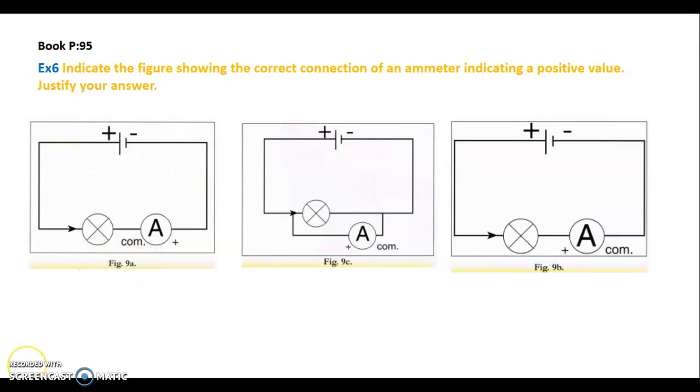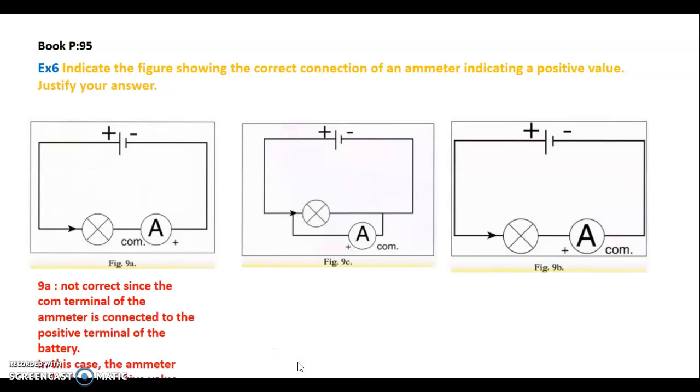Now we are left with checking the connection of the COM terminal to check whether it's going to indicate a positive reading. For us to obtain a positive reading, we shall have the COM terminal of the ammeter connected to the negative terminal of the battery indirectly, not necessarily directly. So which one here shows the case? It is figure 9B. So the COM is connected to the negative terminal of the battery. So that's why the correct one is 9B.